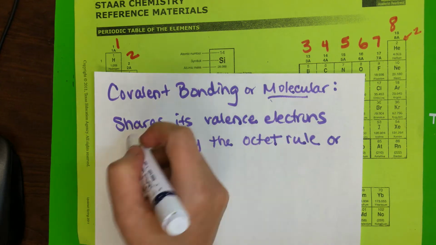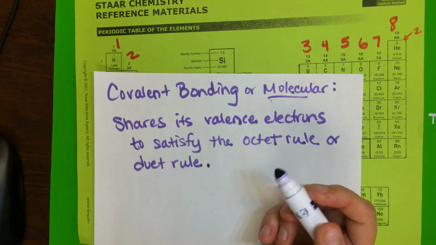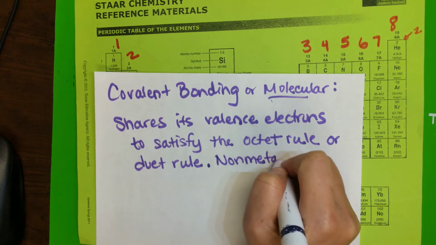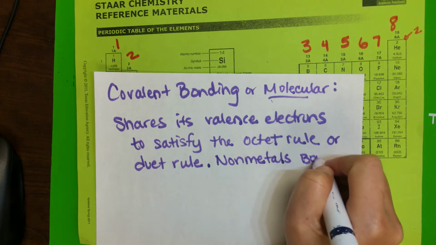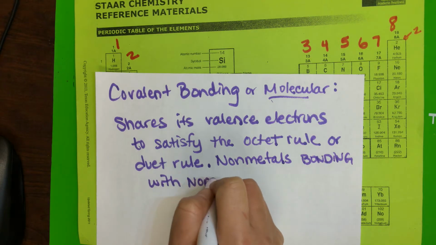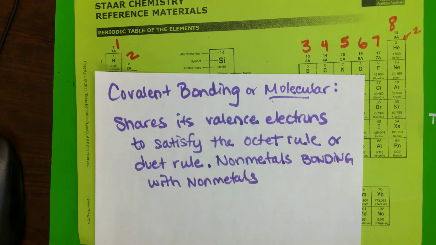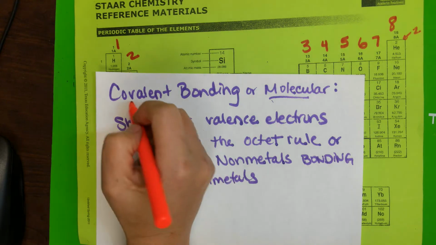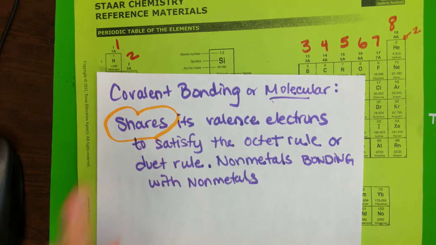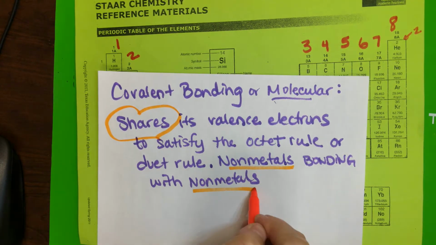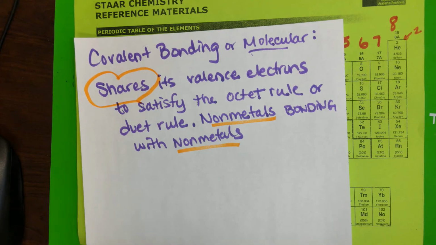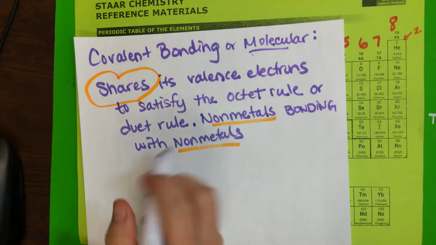Keep in mind that covalent bonding is non-metals bonding with non-metals. They do share their valence electrons, and we're going to see that in a little bit. Again, it's non-metals with non-metals. That's very, very important. Now, the octet rule.